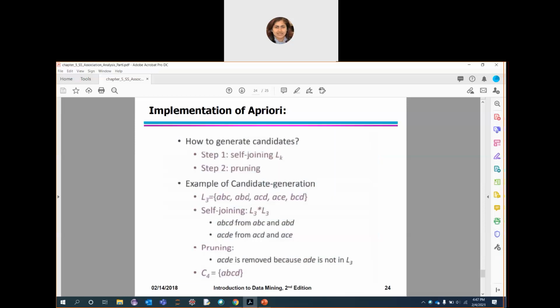This ABCD will be considered for the possible final candidate item set.